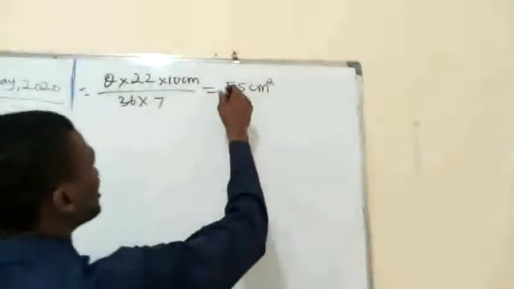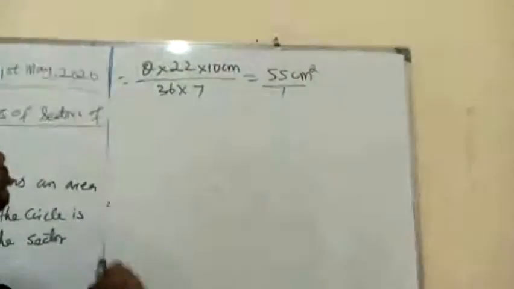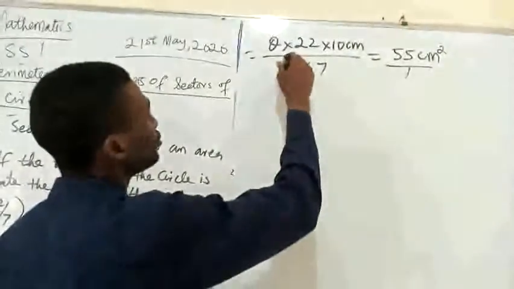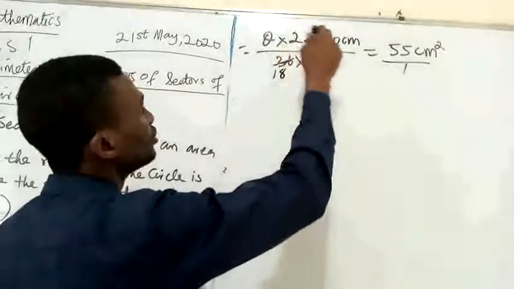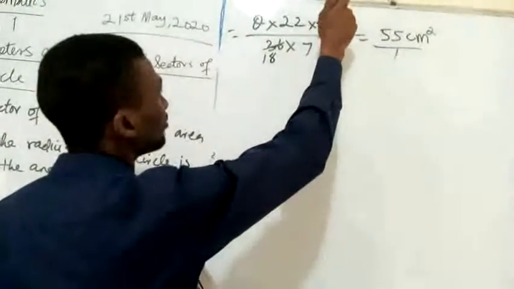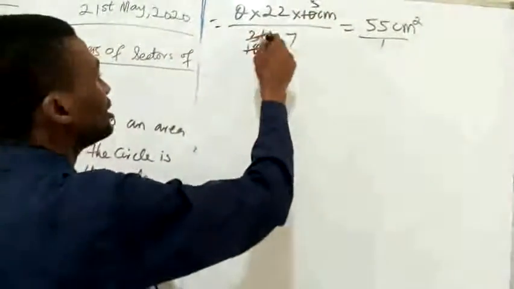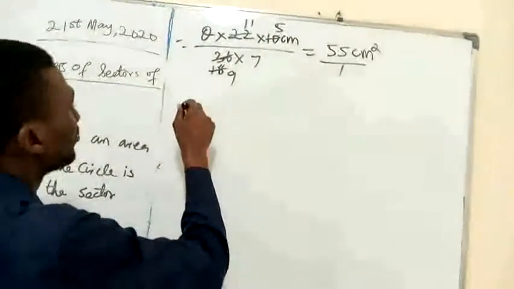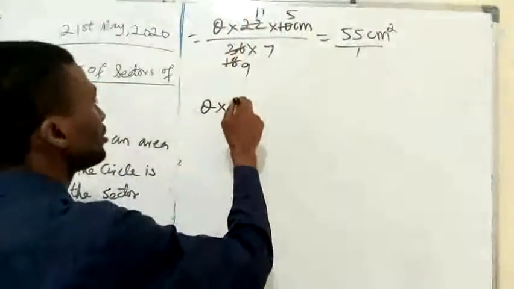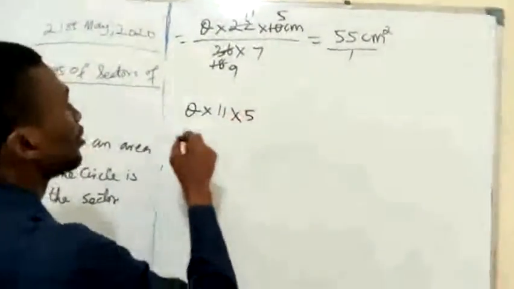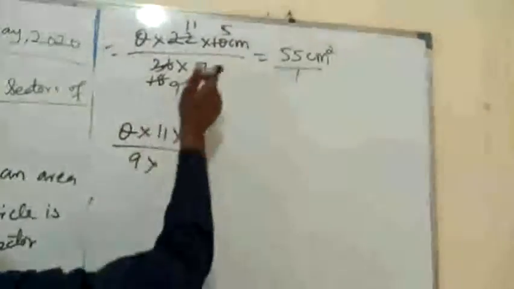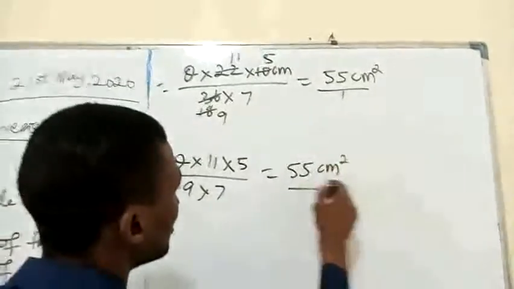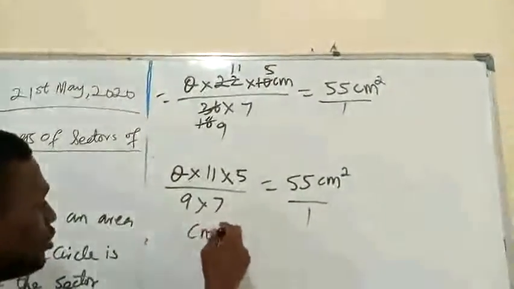Now at this point, this can be written as all over 1. We can cross multiply, but before we cross multiply, let's divide a little. 2 into 36 will give us 18, 2 into 10 will give us 5, 2 into 18 will give us 9, 2 into 22 will give us 11. So we now have theta times 11 times 5 all over 9 times 7 equals 55 cm squared, all over 1. At this point, we cross multiply.